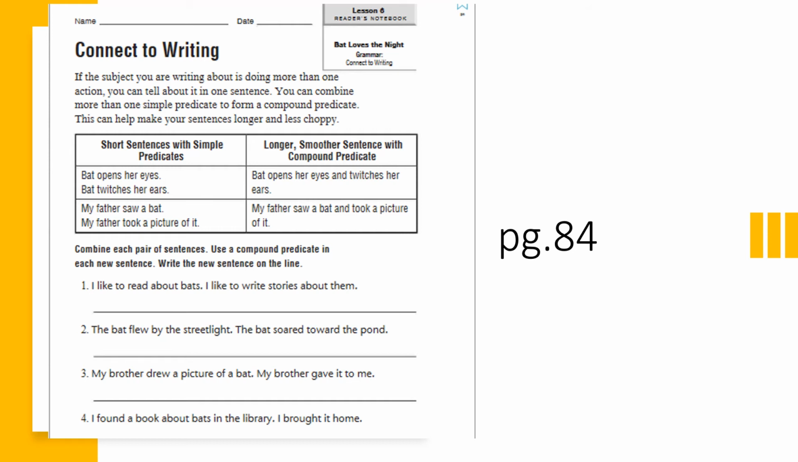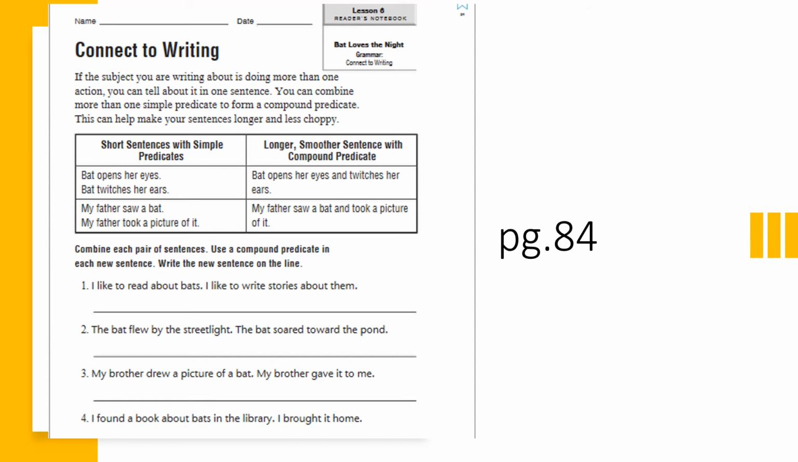My father saw a bat. My father took a picture of it. Here I can join this sentence to make a simple sentence with a compound predicate. So instead of saying "My father...", I would say "My father saw a bat and took a picture of it." This is still a simple sentence because we only have one subject doing two things. So here I don't need to put a comma.